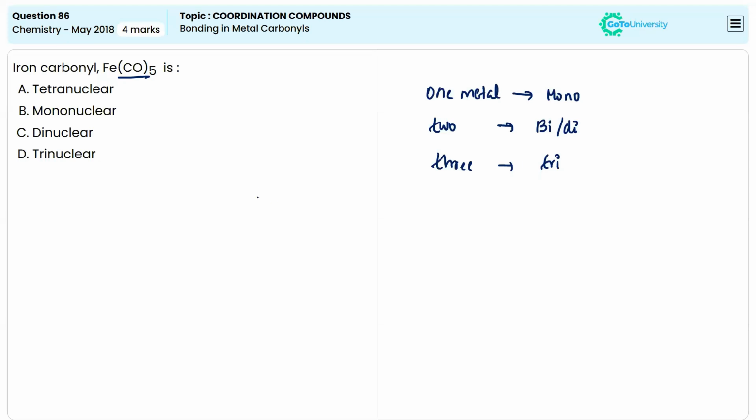Here we have the complex Fe(CO)5, that is, iron surrounded by 5 CO groups, right? Due to the presence of only one metal ion, this will be mononuclear. So the correct answer is option B.